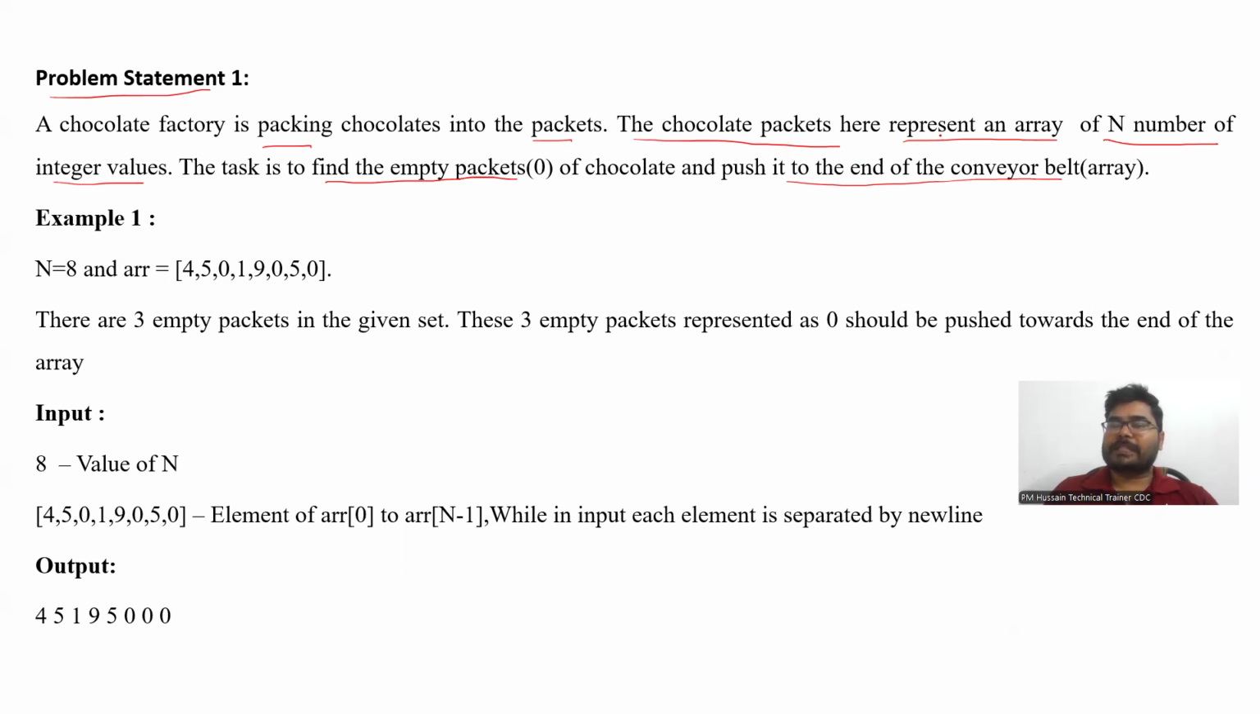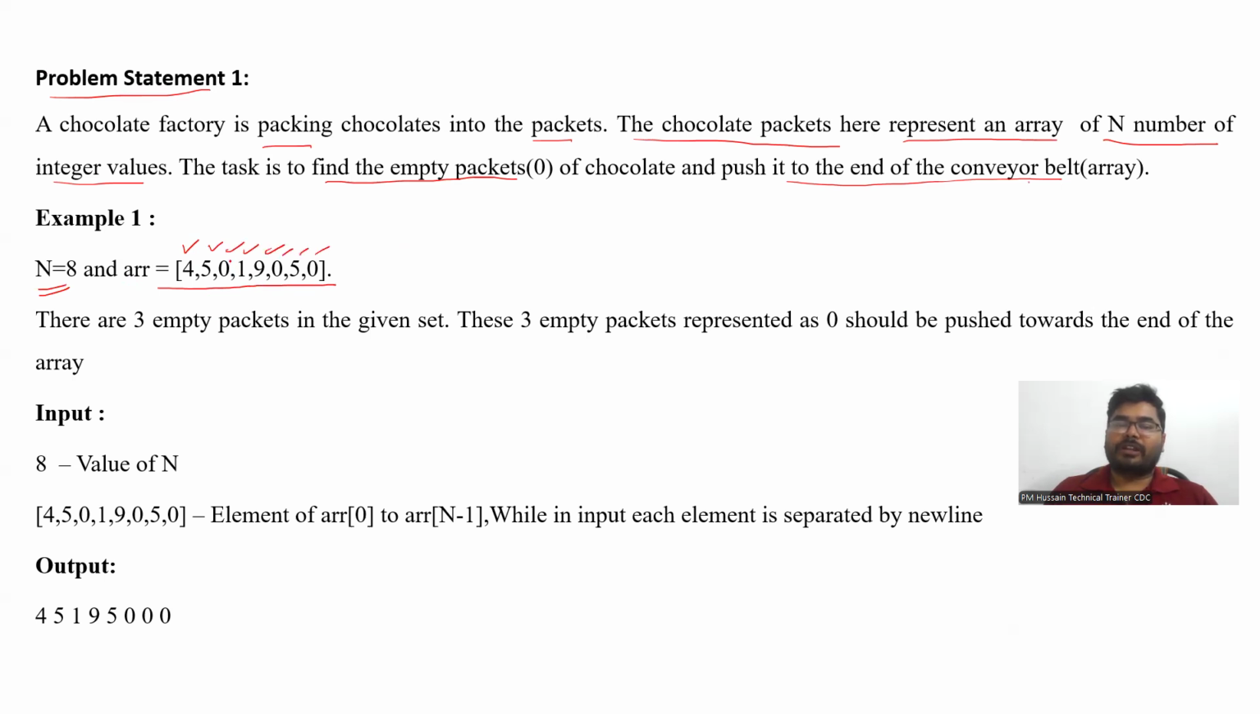Each chocolate packet has an integer value, and if the integer value is 0, it means it is an empty packet. You need to push that empty packet to the end of the conveyor belt. This is a question asked in a previous TCS NQT exam. If you observe the example, n represents the array size, and the array is also given here: 4 5 0 1 9 0 5 0.